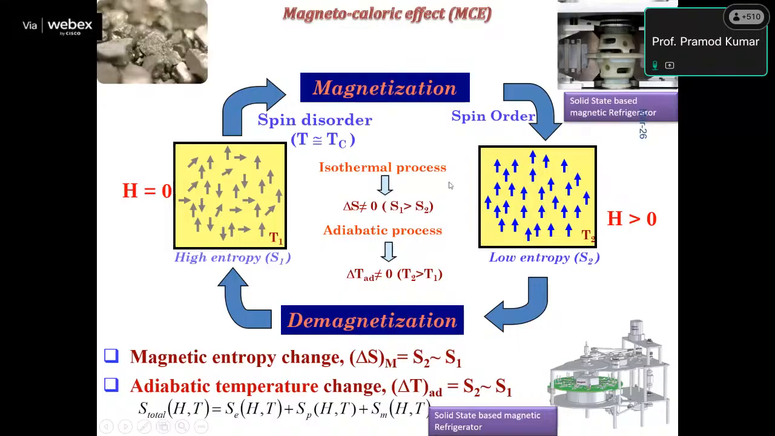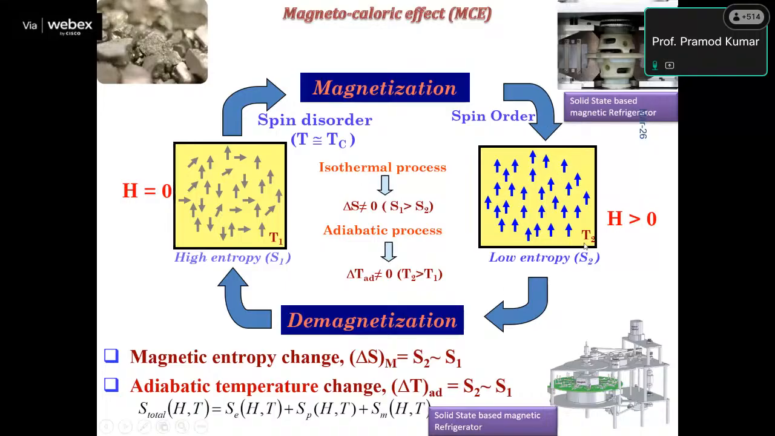Now, if we remove this magnetic field in an adiabatic condition, what is the sense of adiabatic? Adiabatic means we are enclosing this magnetic material in such an environment that it is not going to take any heat from outside or release any heat to the surroundings. Basically, whatever energy the material has will stay with that material. So the total energy of the system is always constant.